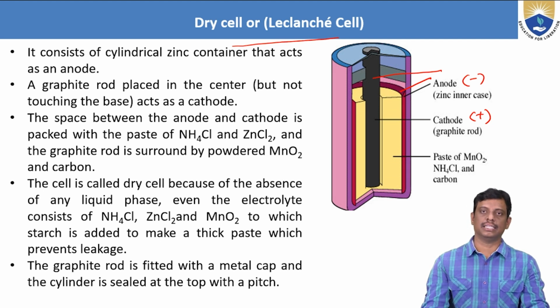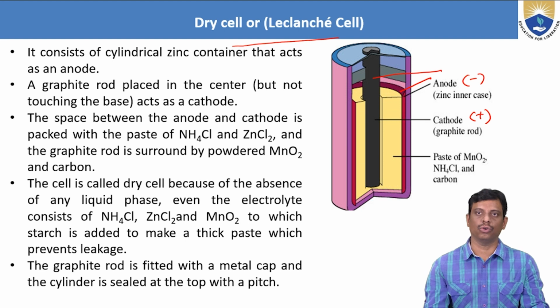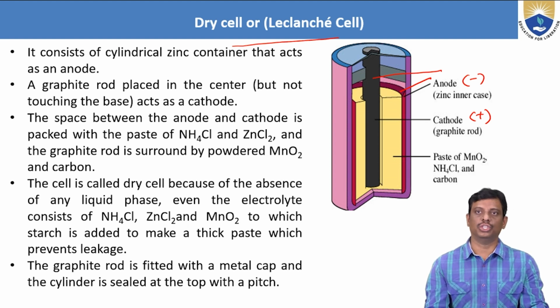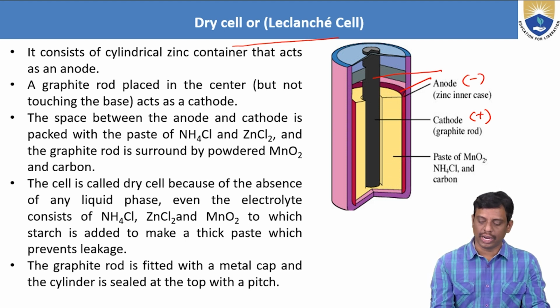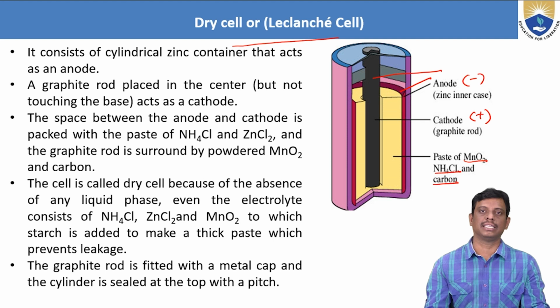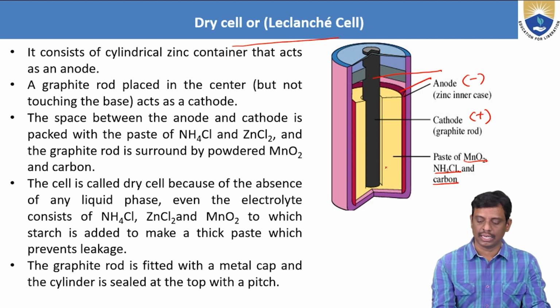The electrolyte is in between the cathode and anode. They are using a paste of ammonium chloride, zinc chloride, and manganese oxide, mixed with carbon. That paste acts as the electrolyte, placed in between the cathode and the anode. That is the yellow color we represented. That yellow color is the electrolyte, the dry electrolyte.